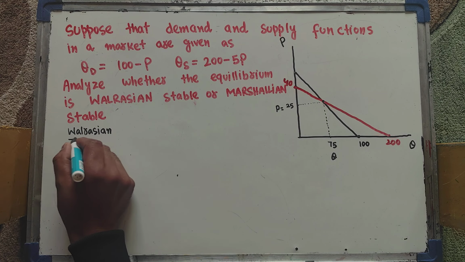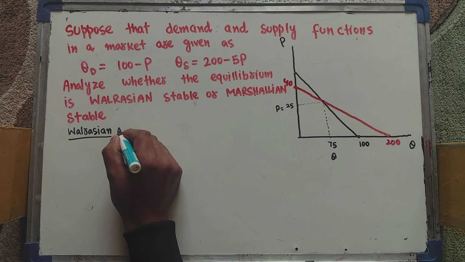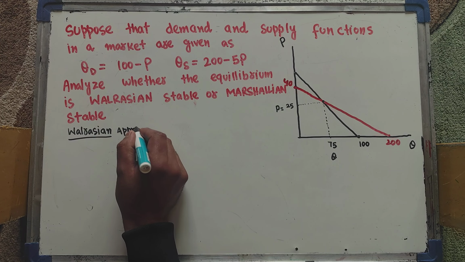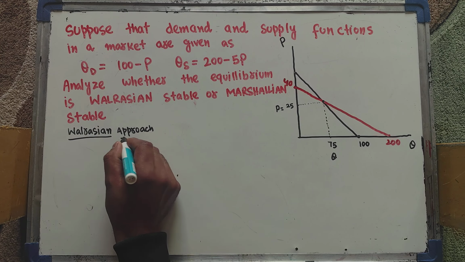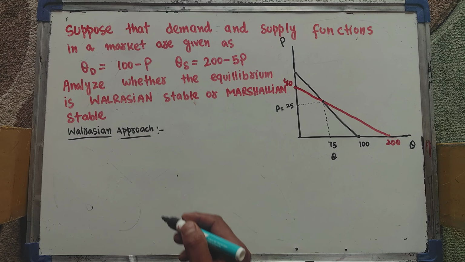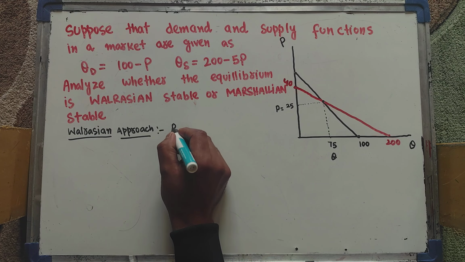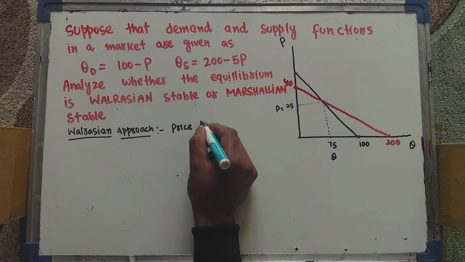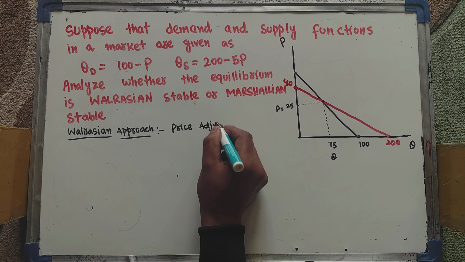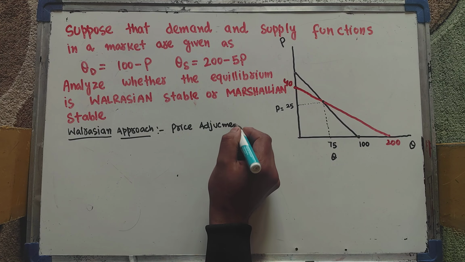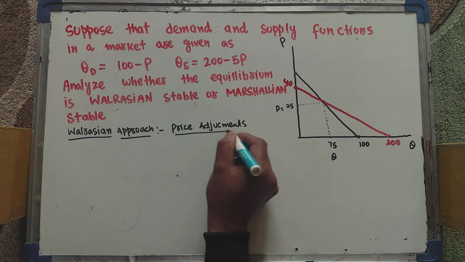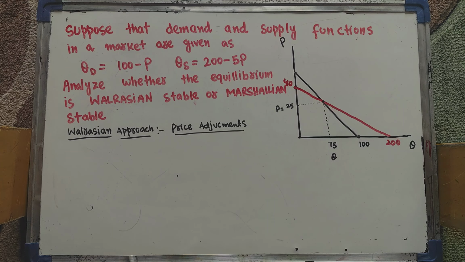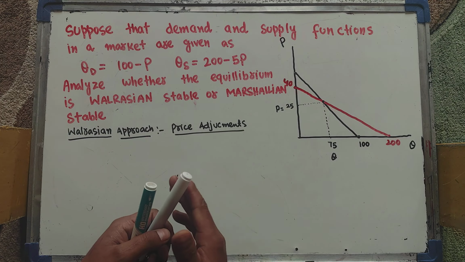Now the Walrasian approach talks about price adjustment. Okay, price adjustment, and I will be explaining it here. So let me first explain what is meant by equilibrium. Now, by equilibrium we mean a position of rest or balance.